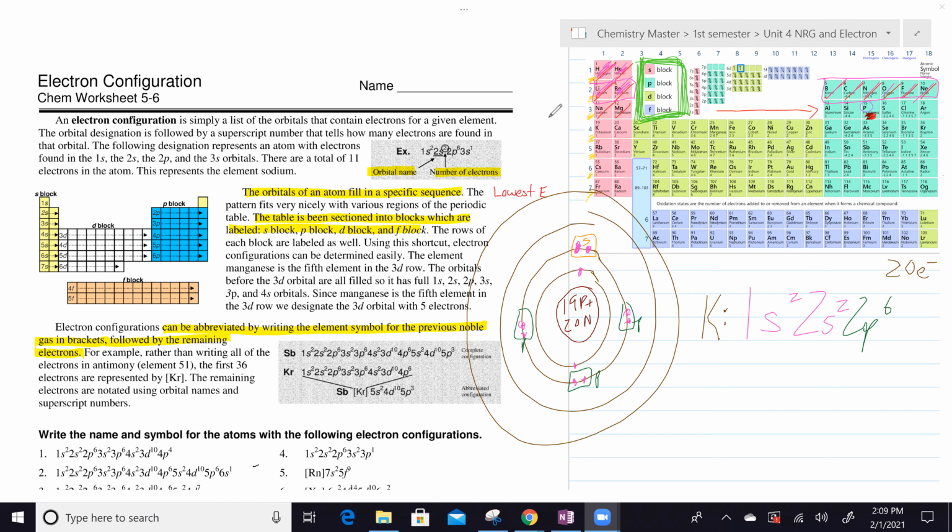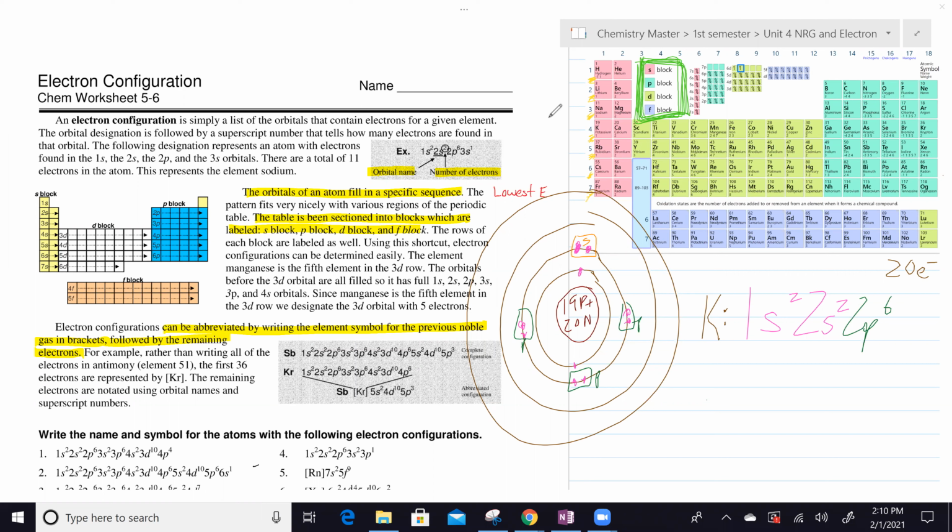Okay. All right. 2p6. And so this second ring is filled. What's the next ring we're going to go to? Third ring, right? We're going to go to the third ring. All right. So let me just clear some stuff because I know I'm all over the place. Okay. So far, this is what we've done. We have filled in 1s2.